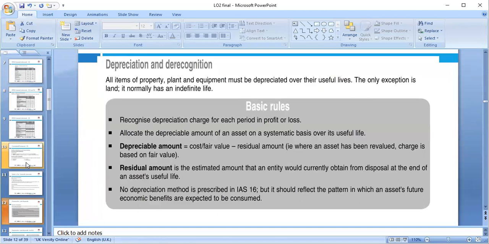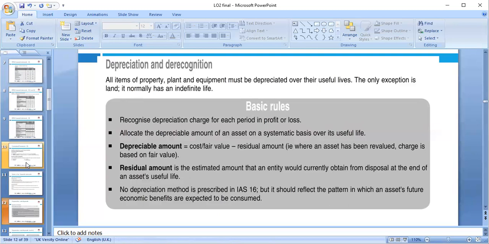Depreciation is the amount that reduces the value of the asset. The basic rule is to recognize the depreciation charge for each period in the profit and loss. Allocate the depreciation amount of the asset on a systematic basis, like straight line or whichever method you use. Depreciable amount is cost or fair value minus residual value, which means the end of the life of the asset, when we can sell it. The residual amount is the estimated amount that would be obtained on disposal at the end of the life of the asset, which we can recover.